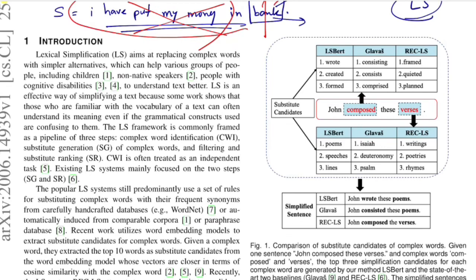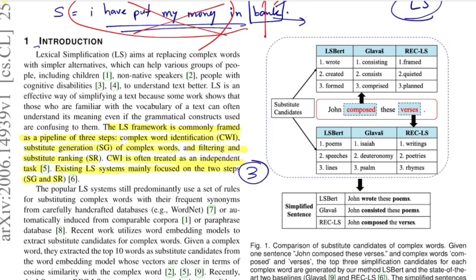So they say the LS framework is commonly framed as a pipeline of 3 steps: complex word identification, substitution generation of complex words, and filtering and substitution ranking. Complex word identification is treated as an independent task. Existing systems mainly focus on 2 steps, which is substitution generation and substitution ranking. Okay, so the authors have proposed a 3-step mechanism.